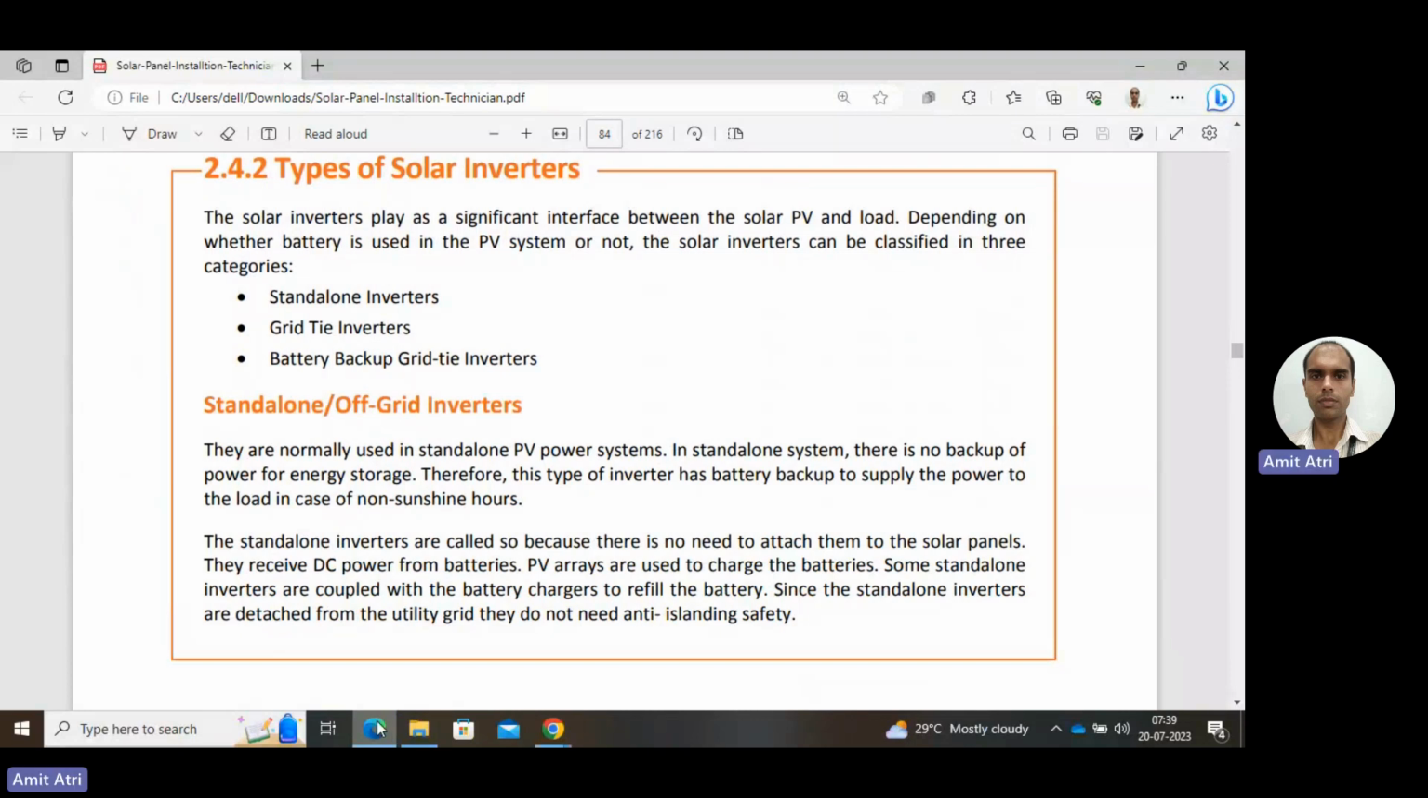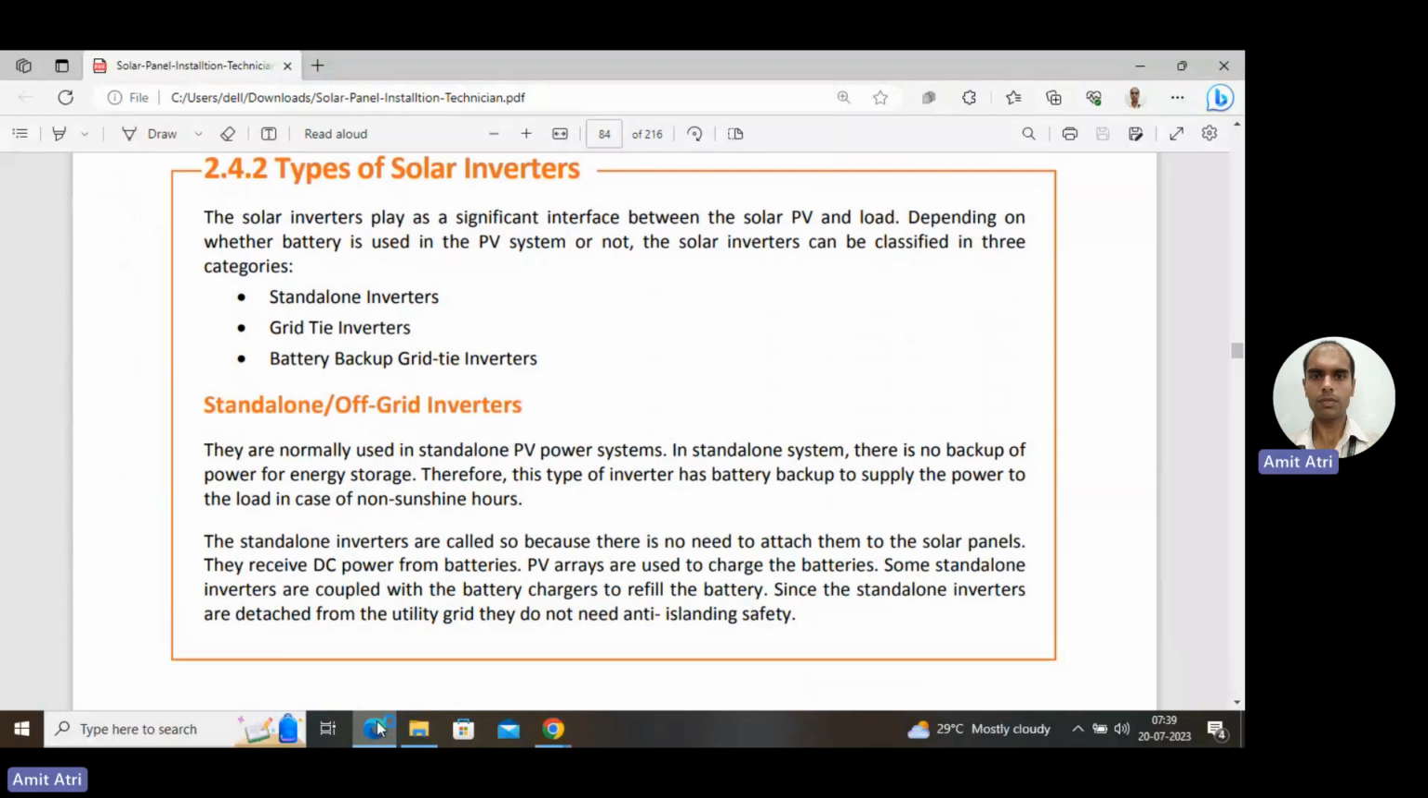There, because solar availability is not there every time, during night we are not having electricity from the solar panels. So in that case, a battery backup is needed, because we need a storage. During daytime, we will store energy in the battery, and during night, we will take electricity from the battery.